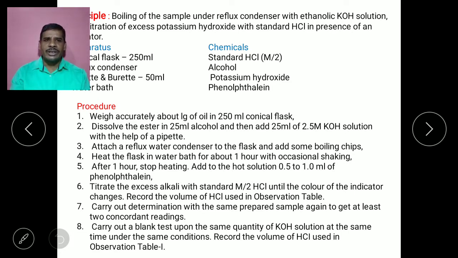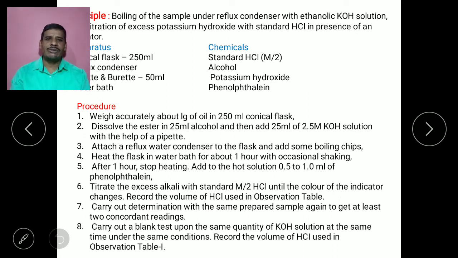For doing this experiment we require a 250 ml round bottom flask. Also we require an air condenser. The same condenser is used, but if no water is inserted, such a condenser is called an air condenser. Then we require a burette, pipette and water bath. These are the apparatus required.